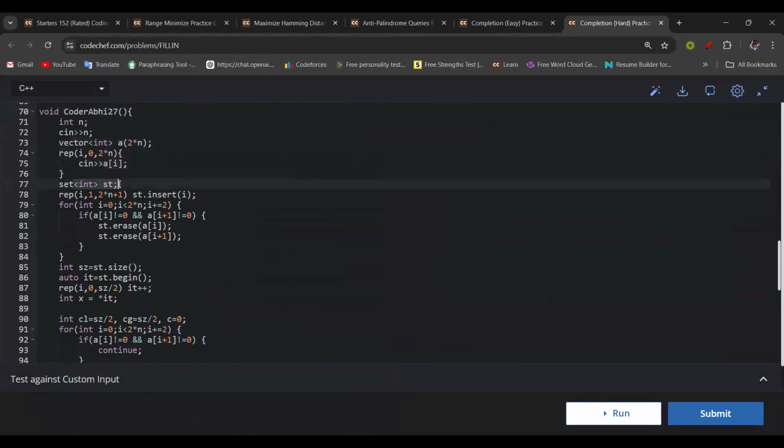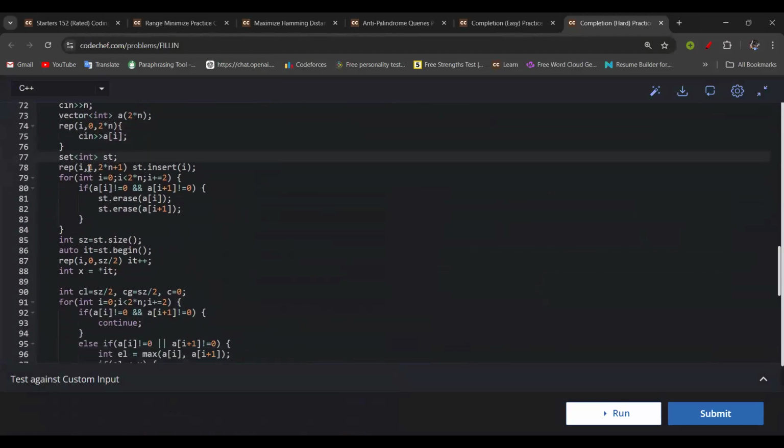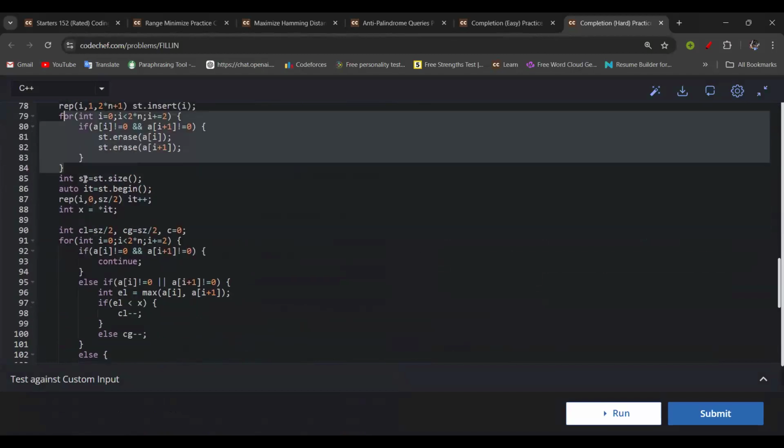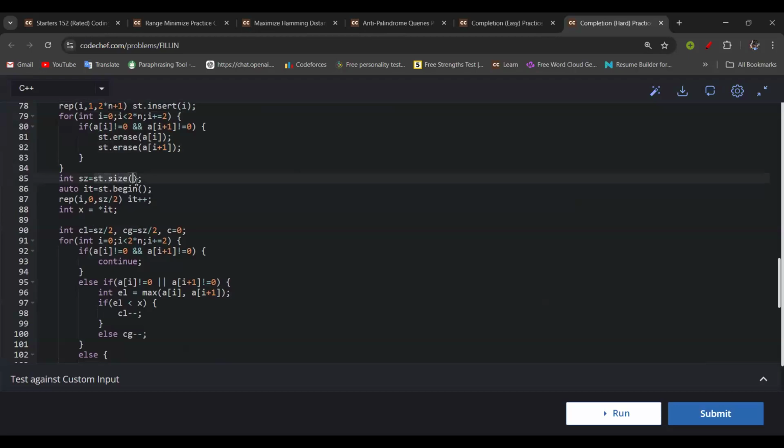Then what I did, I took a set, inserted all elements from 1 up to 2n into that set, and then I traverse every odd index. So for every pair, I check if both of them are non-zero. I would erase A[i] and A[i+1] from the set. That's the thing I did. Now, size denotes the size of my set.